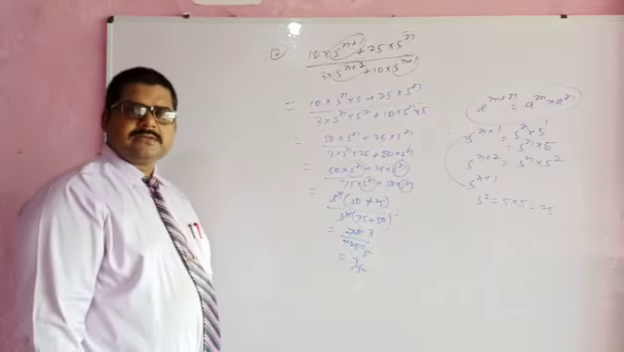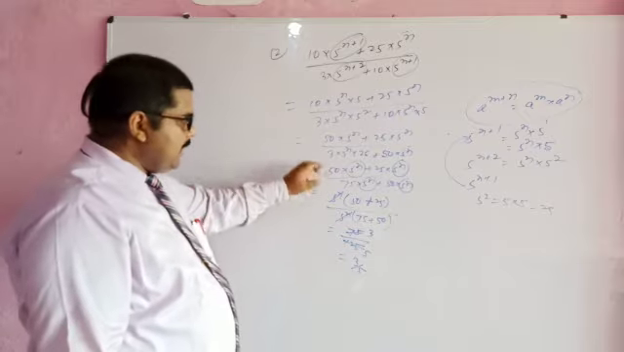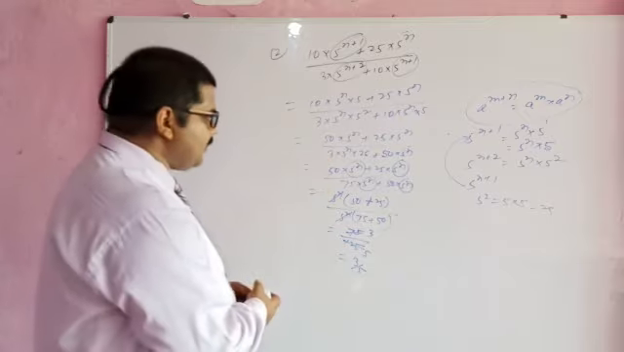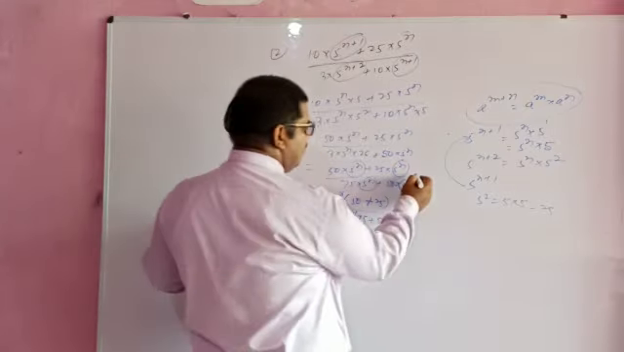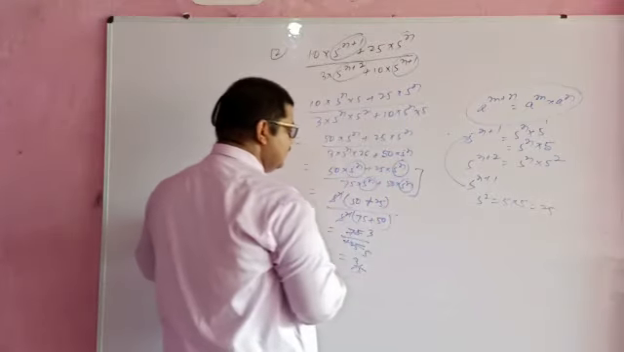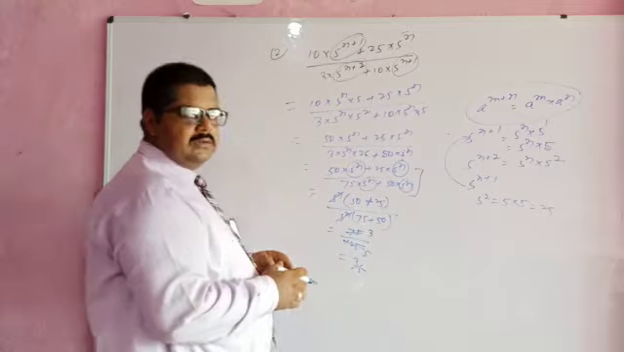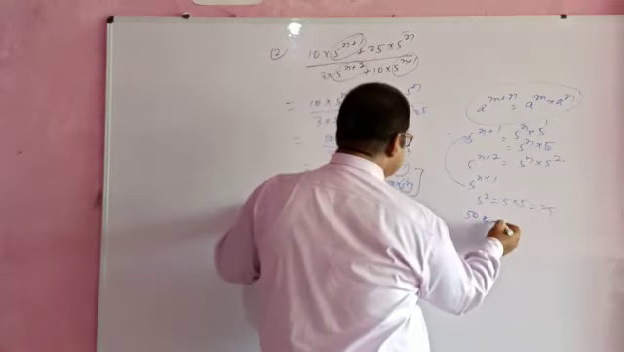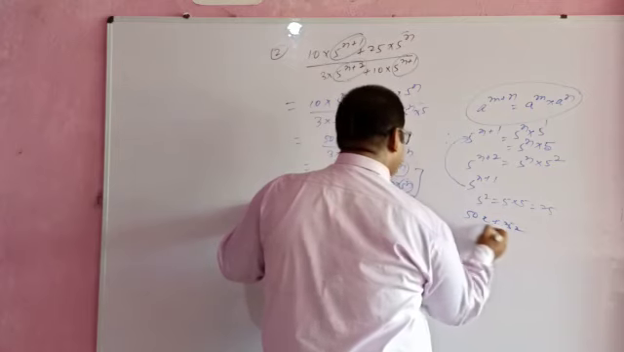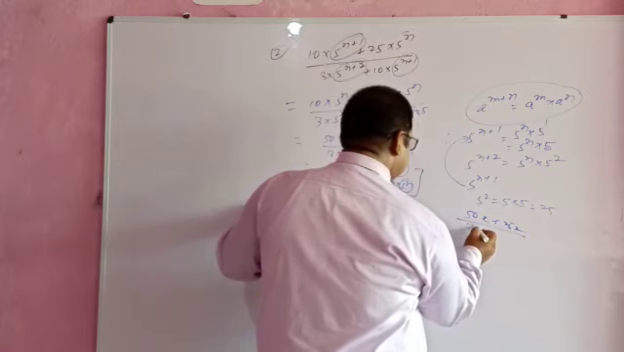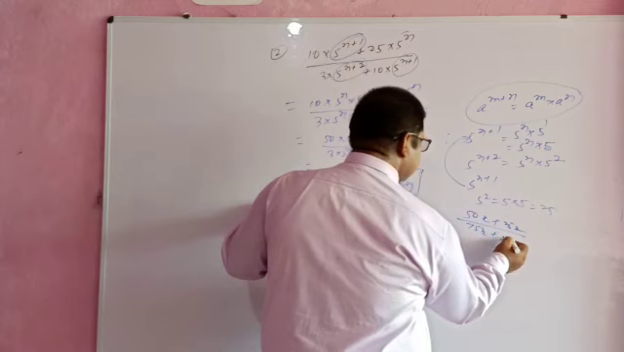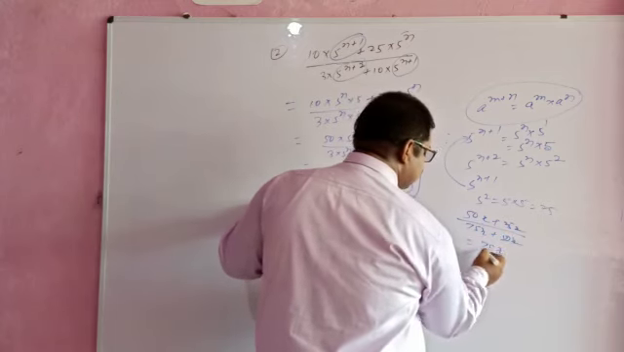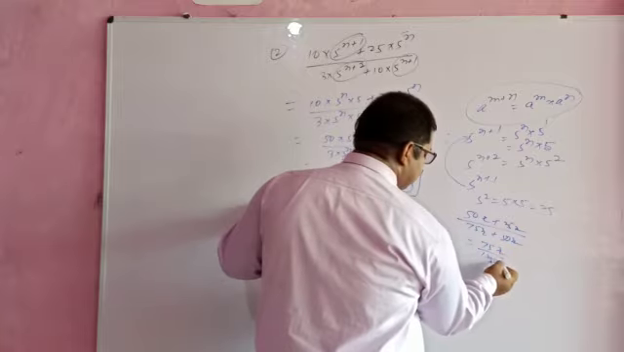Some students can attempt it by a different approach. The second approach is that from here you have to take x common. Actually, you know that 50x plus 25x upon 75x plus 50x is equal to 75x upon 125x.